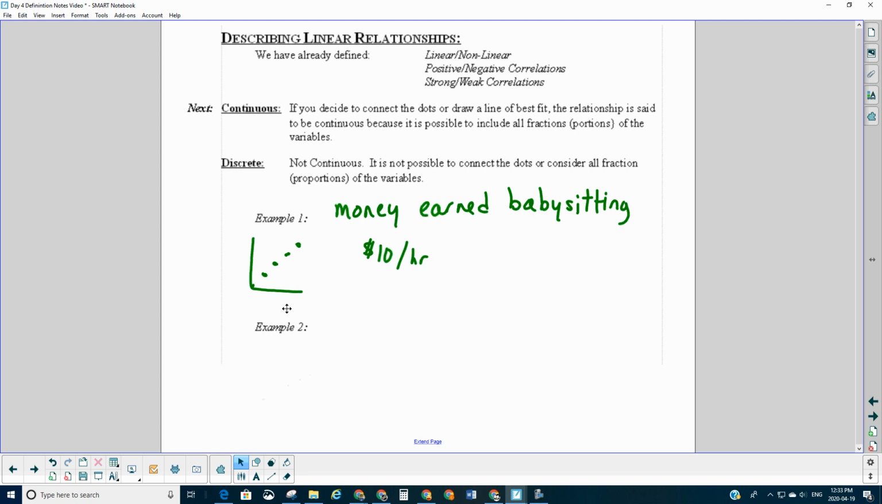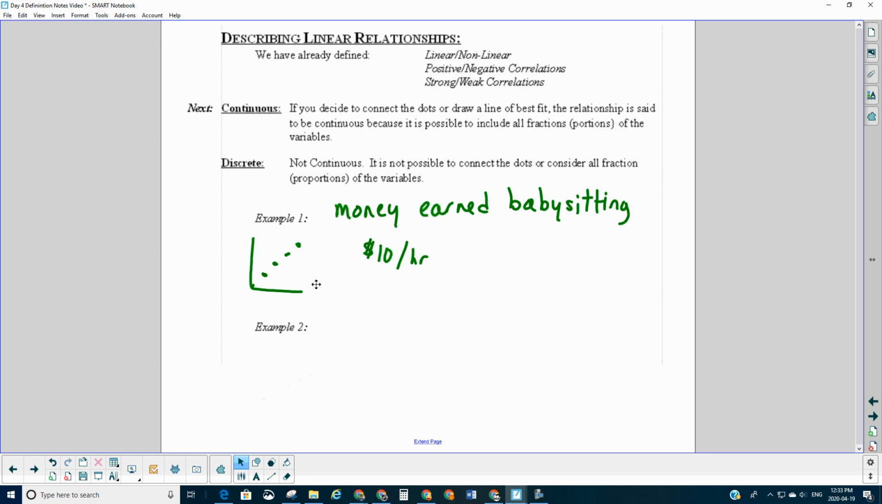I know it's really rough, but that's okay. So if you work 0 hours, you're going to get $0. 1 hour, you're going to get $10. 2 hours, you're going to get 20 and 30 and 40. Okay. So the question is, is it possible for you to earn, let's say, $15 babysitting?